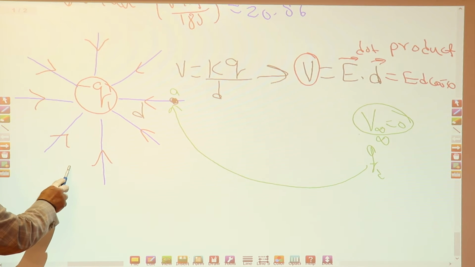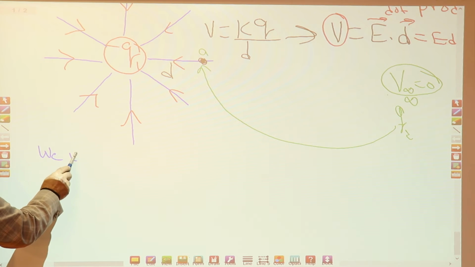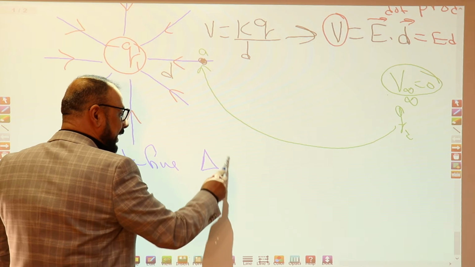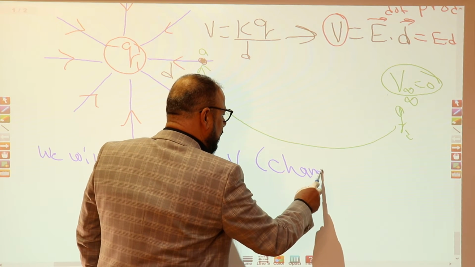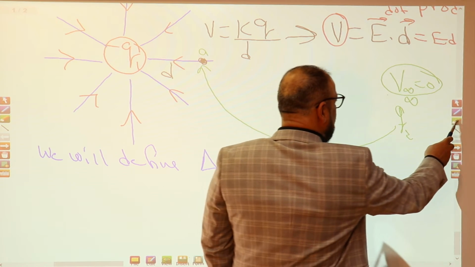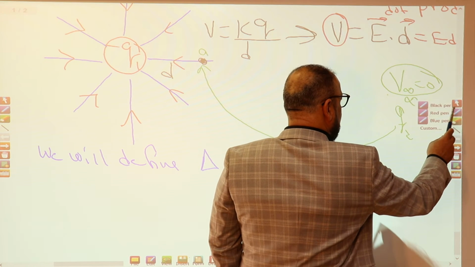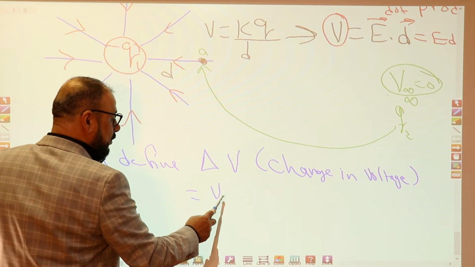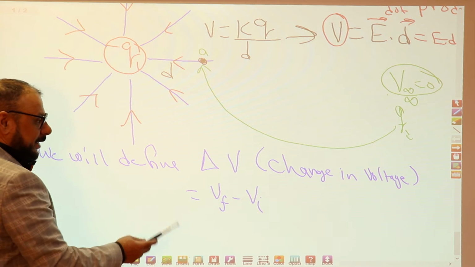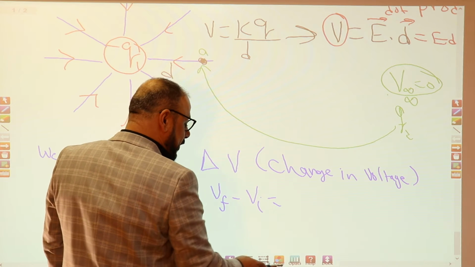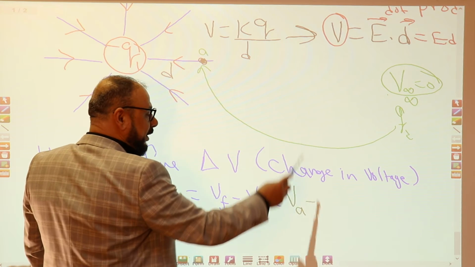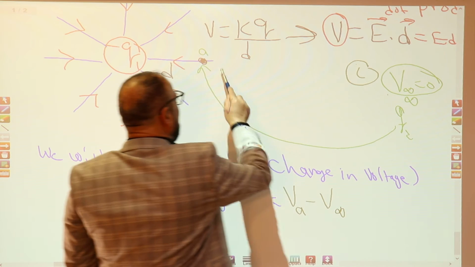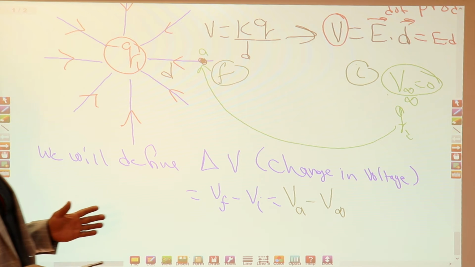Here we're going to define delta V. Delta means change in V, change in voltage, which is V final minus V initial. In my case, V final is VA, and V initial is V infinity. I start from here. This is my initial, and this is my final position for the charge. You bring it. V at infinity equals 0.